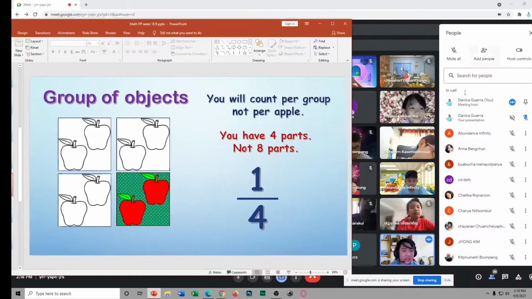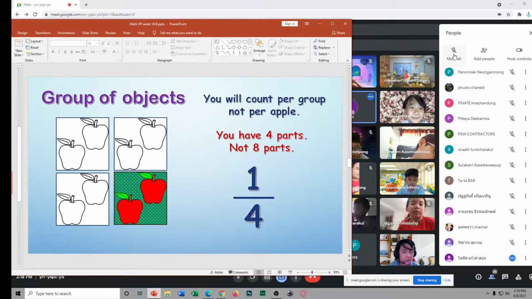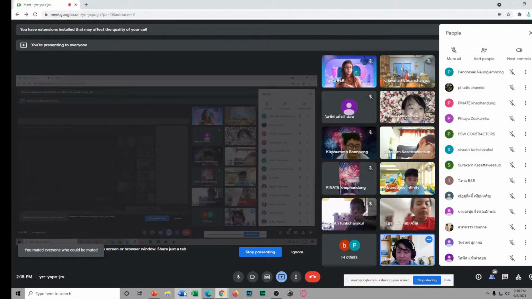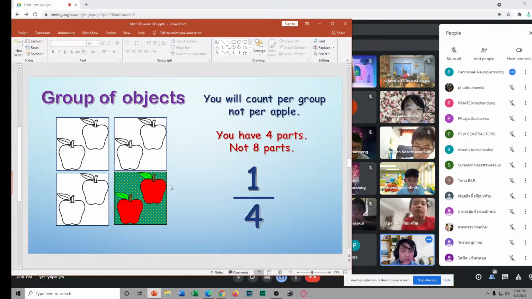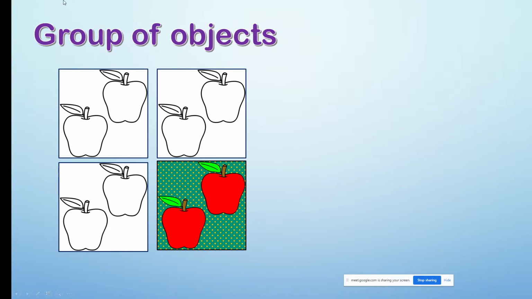You have boxes around the apples. If you have boxes around the apples, it means you are not going to count the apples anymore. For example, you have 8 apples, and then you have boxes around them.